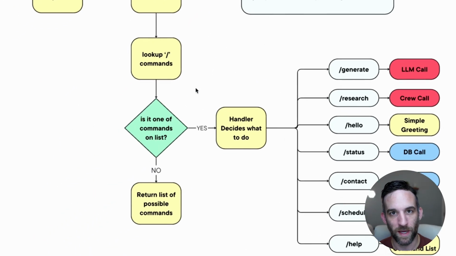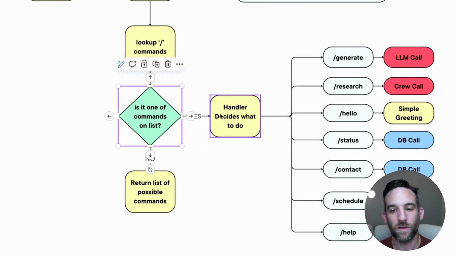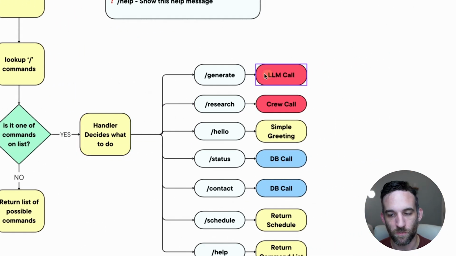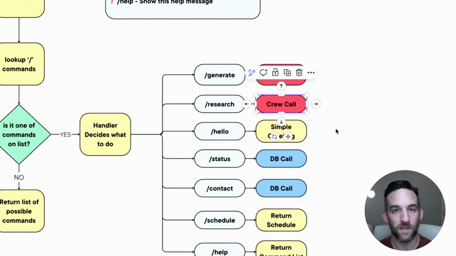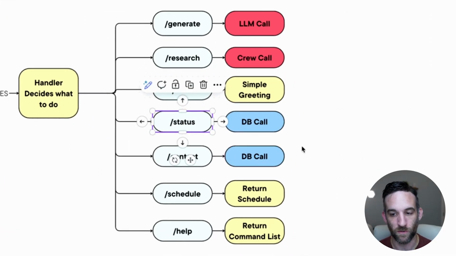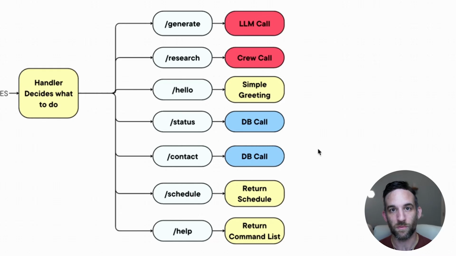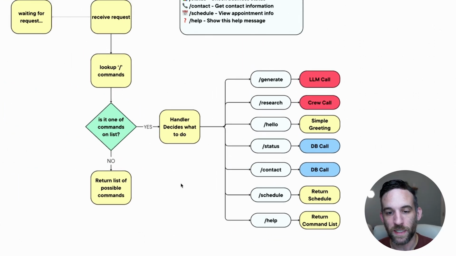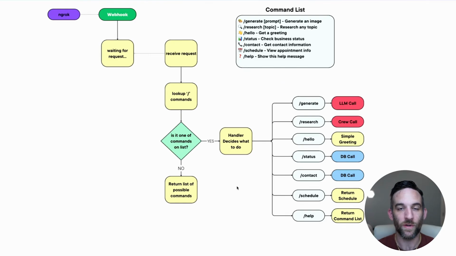And then what the backend is gonna do, the webhook is gonna say, is it one of the commands? Then it's gonna decide what to do. So if it's slash generate, we're gonna have the LLM call. If they wanna research something, this is gonna be a crew call. If it's just hello, which is a simple greeting and so forth, status, contact, these can just be simple database calls, and then a schedule help. What these are basically doing is that I, or you, don't have to be there to actually talk with that customer. We're gonna have automations and AI agents deal with all of the tasks that they want to perform. Or they'll just deal with the customers.